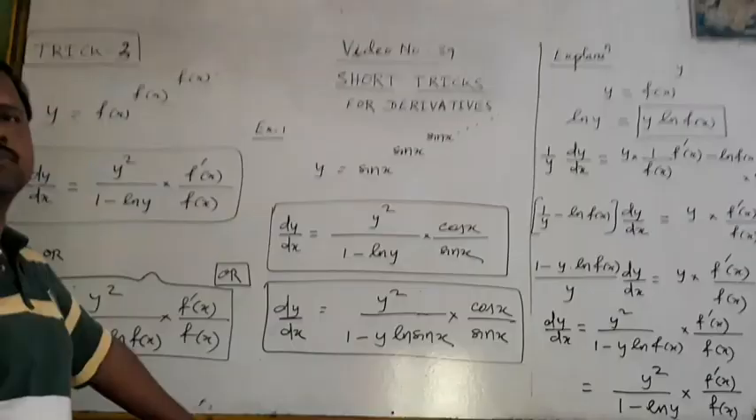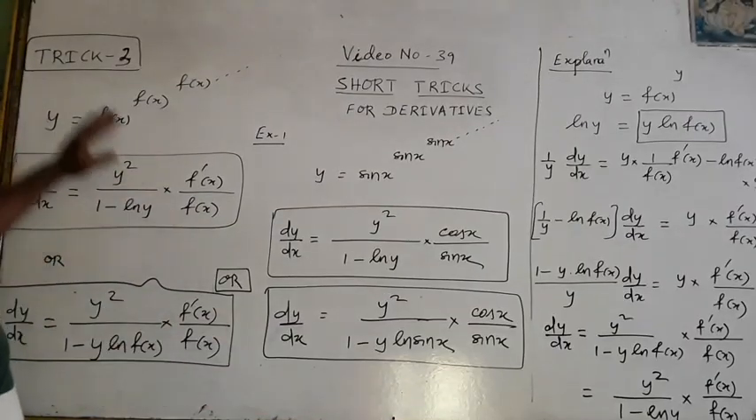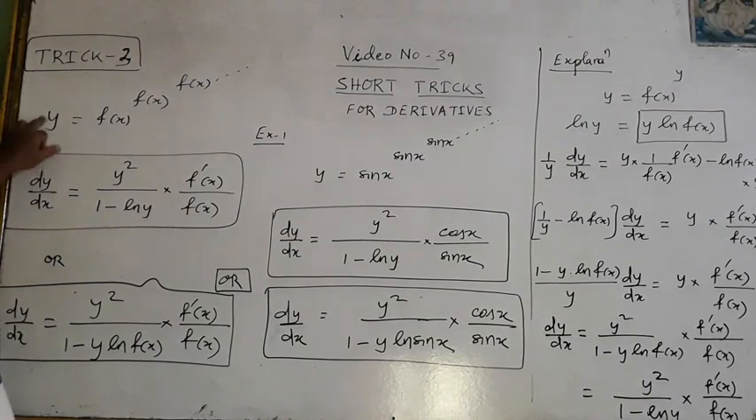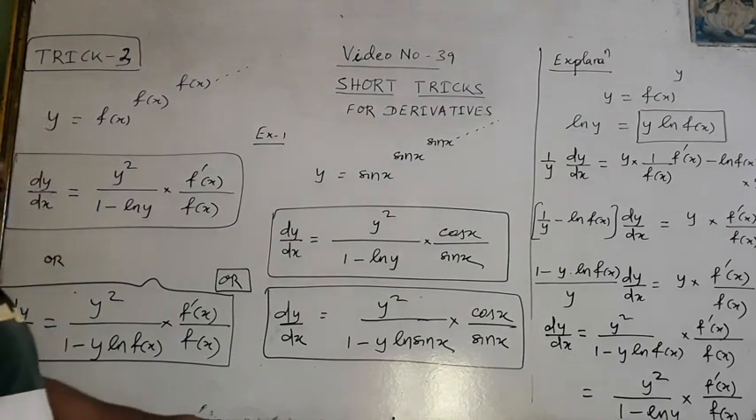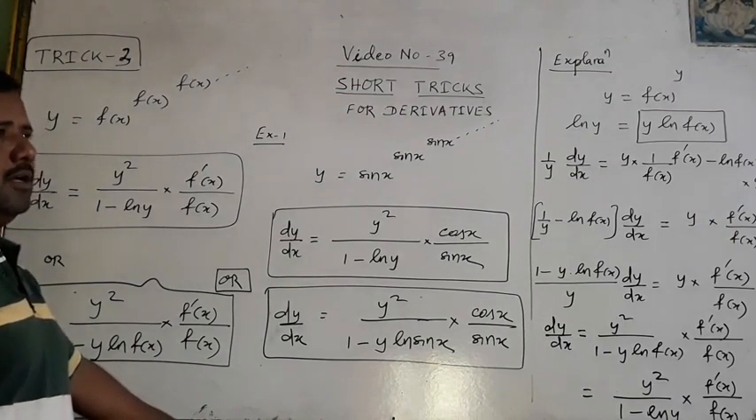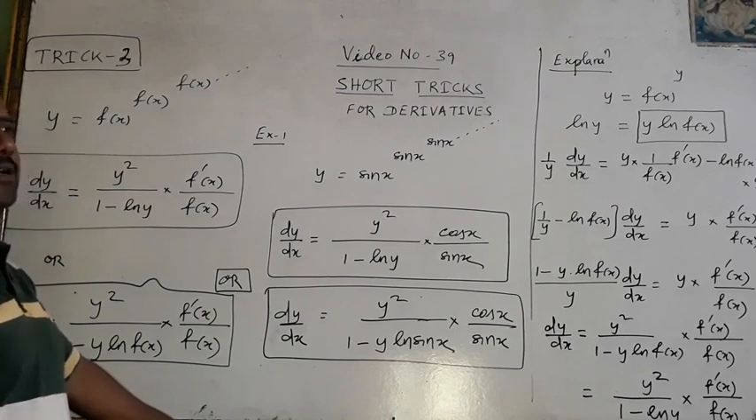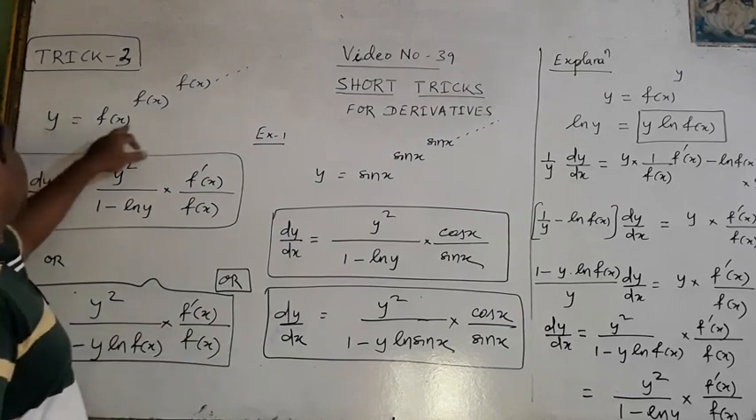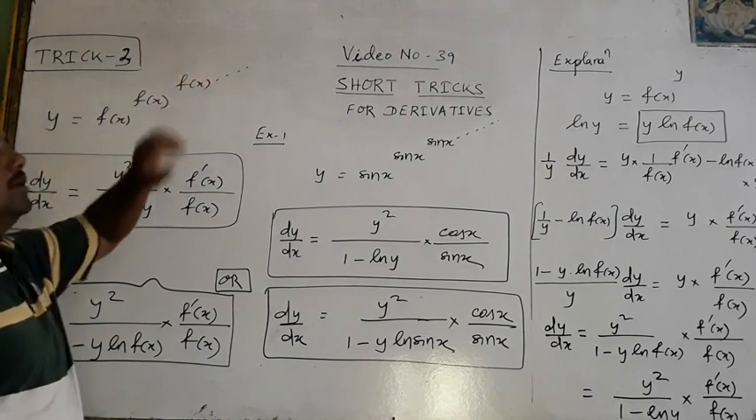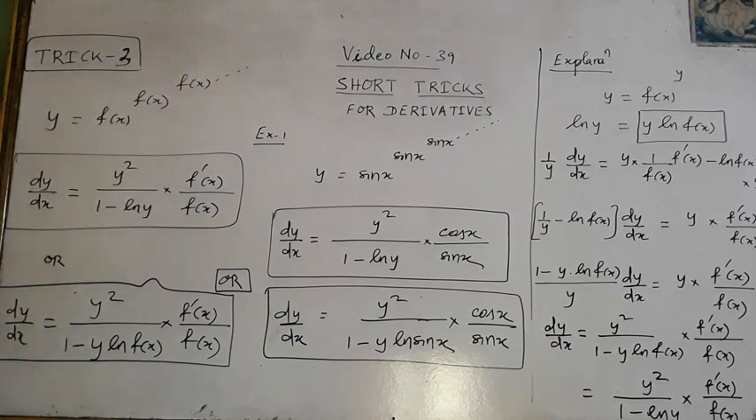Okay. It is short trick 3, and I have already told you in my previous video. If y is equal to f(x) to the power f(x) to the power f(x) and so on, then directly you can write the answer for dy by dx. I prefer this; there are two formulas, 1 and 2, but I prefer this one. It is y square by (1 minus ln y) into f dash x by f(x).